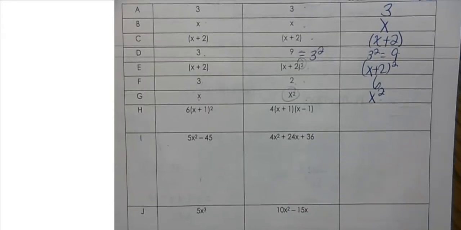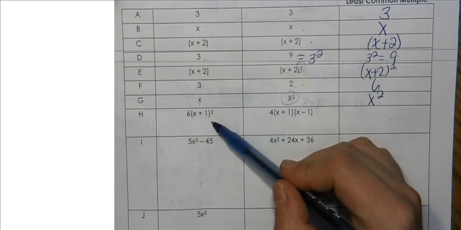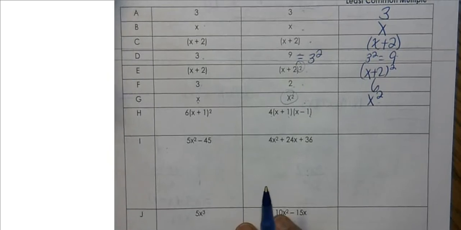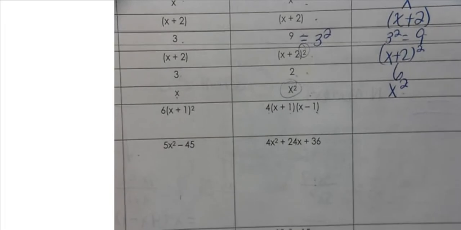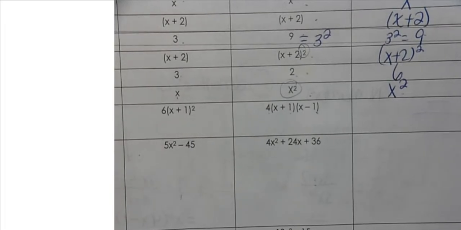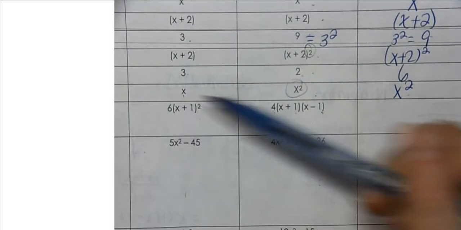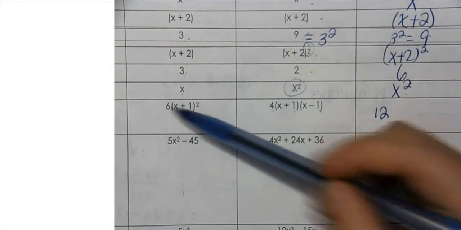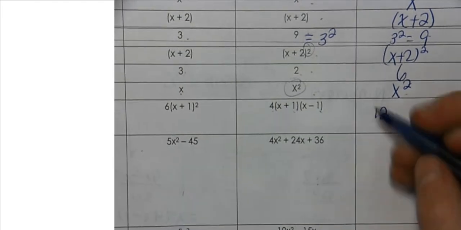Now letter H. We're getting into something that's a little bit different. So I have a 6 times x plus 1 squared, and I have a 4 times x plus 1 times x minus 1. My recommendation when it comes to problems like these is to always work with numbers first, and then work with the expressions. If I just focus on the fact that I have a 6 and a 4, what is the least common denominator between 6 and 4? That is going to be 12. That is the smallest number that both 6 and 4 are factors of. Although 24 works, it's not the best approach. So I'm going to put a 12 right here.